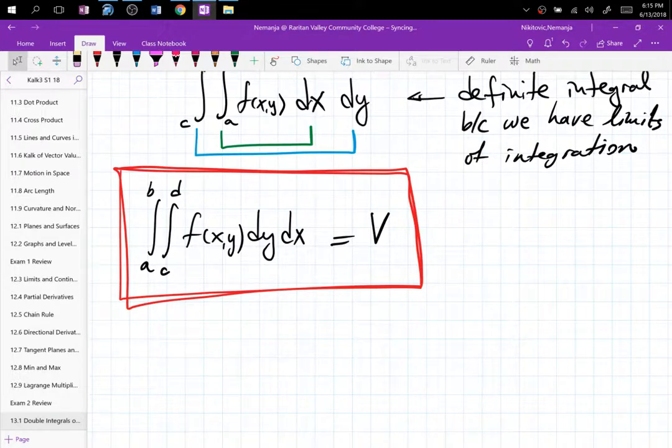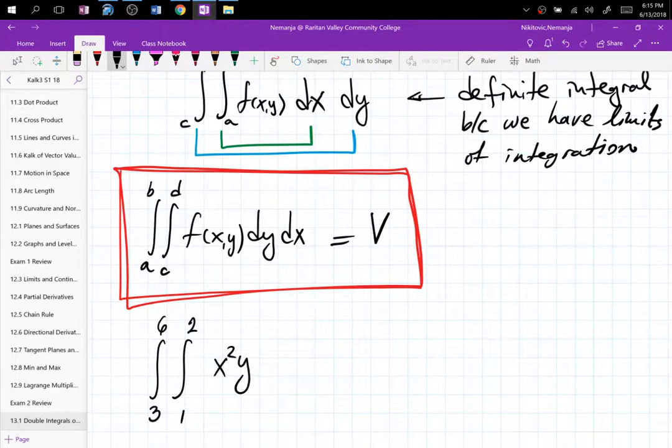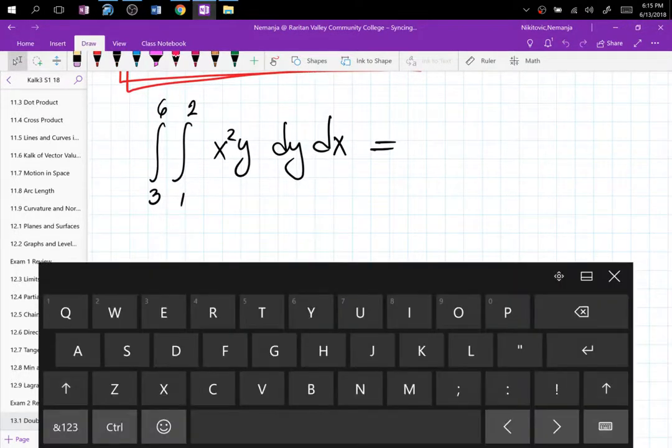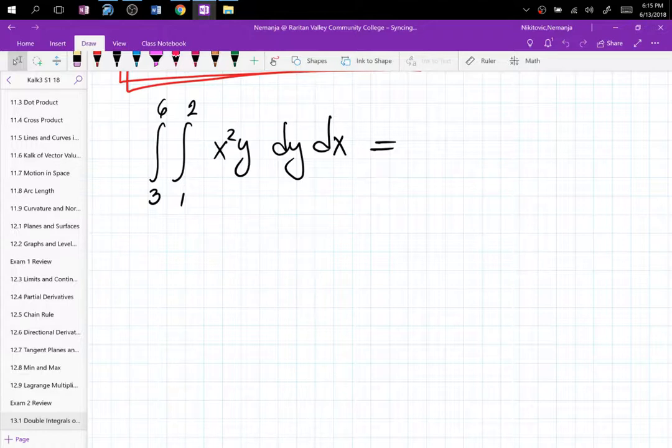So let's first solve one of these. Let's say you have the integral from 3 to 6, and then 1 to 2 of x squared y dy dx. This is the first integral we are going to compute. We're looking at this, and as I said, do the inner integral first.